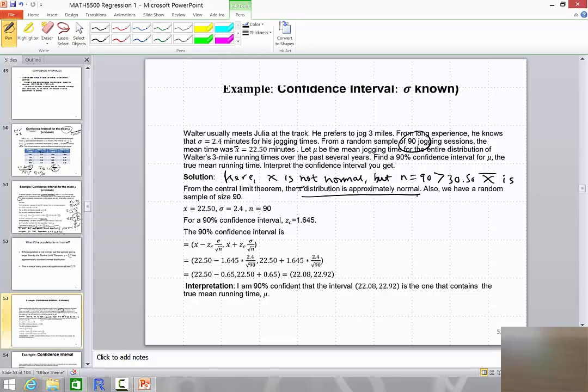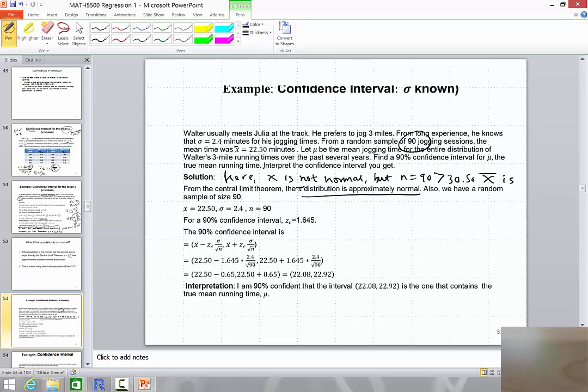So how do you find the confidence interval? Same way as earlier. The only new thing is that earlier x was normal. Here x is not normal, but the sample size is bigger. Same formula. And then I'm 90% confident that this interval contains the true population mean. The true population mean of what? The mean running time in terms of the problem. Always do the interpretation of the confidence interval in terms of the problem. So here, I'm 90% confident that this interval contains the true mean running time. Mu means the true mean running time.